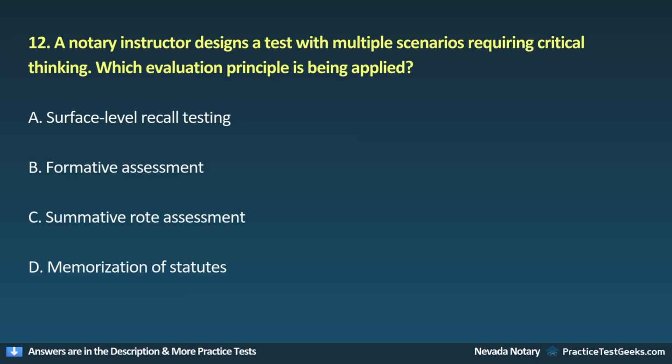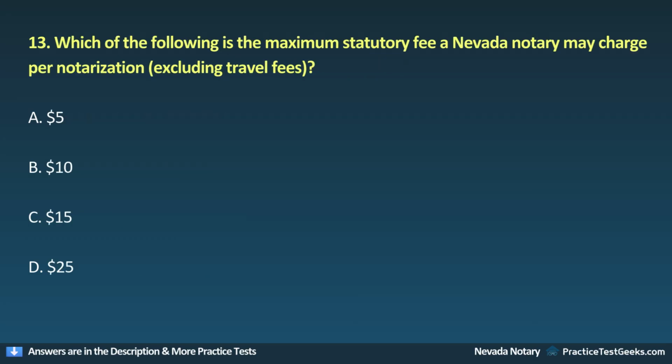12. A notary instructor designs a test with multiple scenarios requiring critical thinking. Which evaluation principle is being applied? A. Surface-level recall testing. B. Formative assessment. C. Summative rote assessment. D. Memorization of statutes.